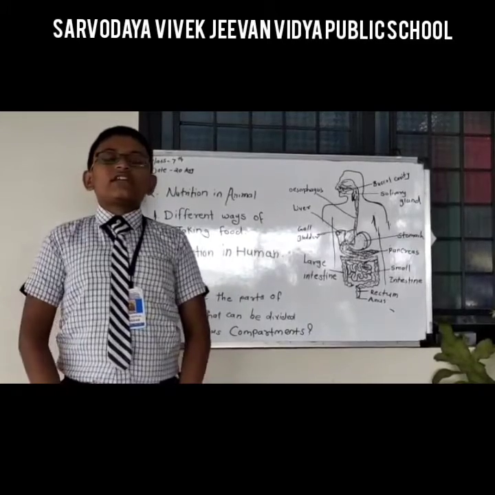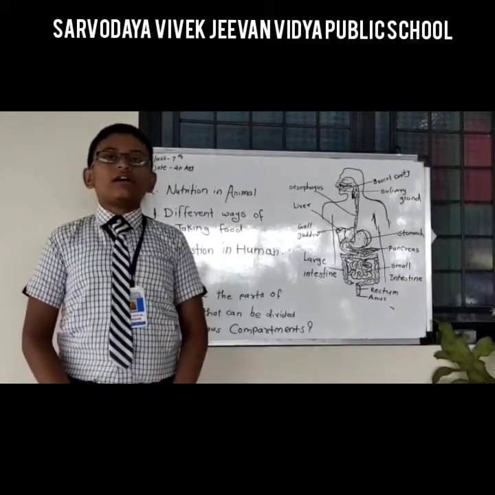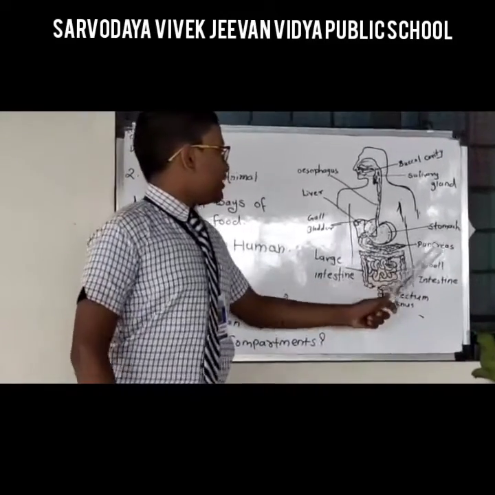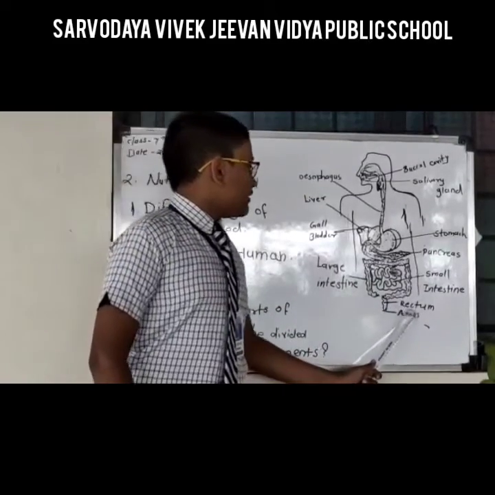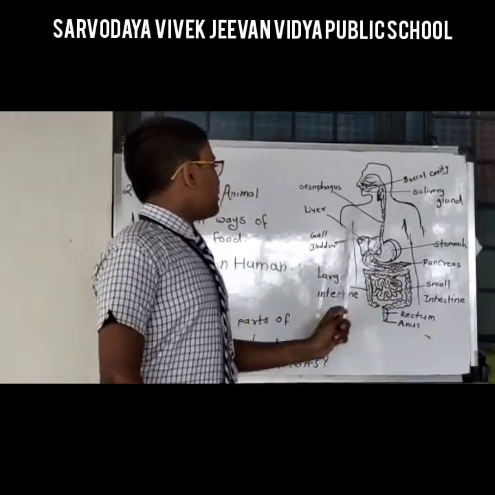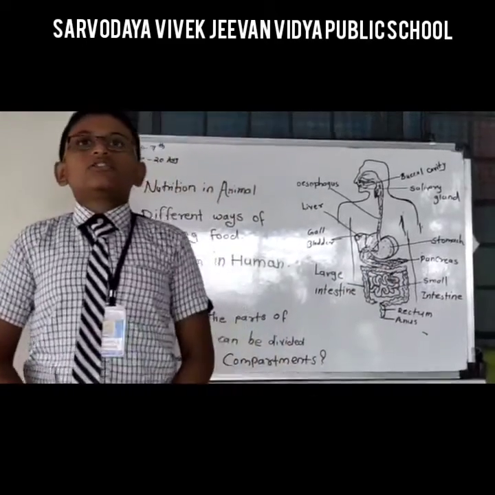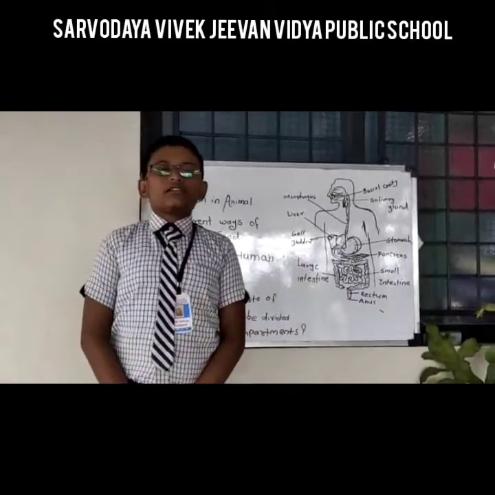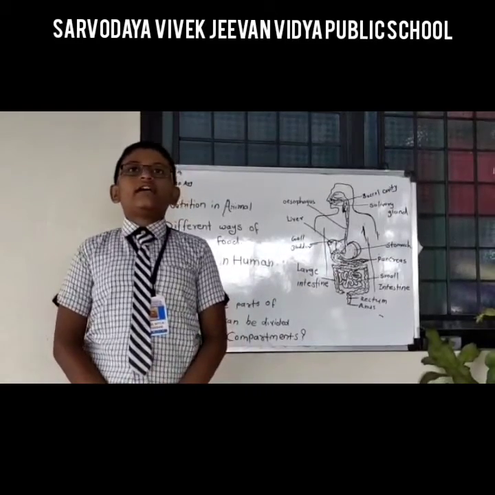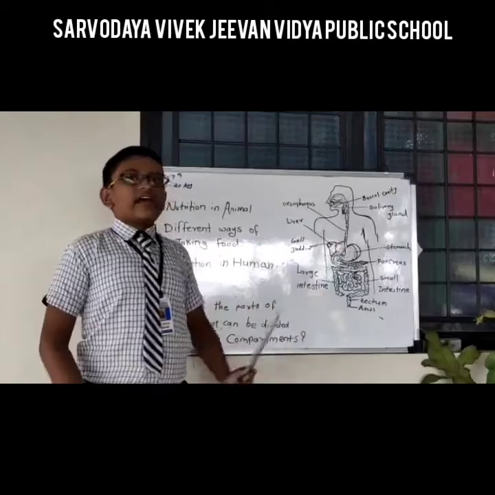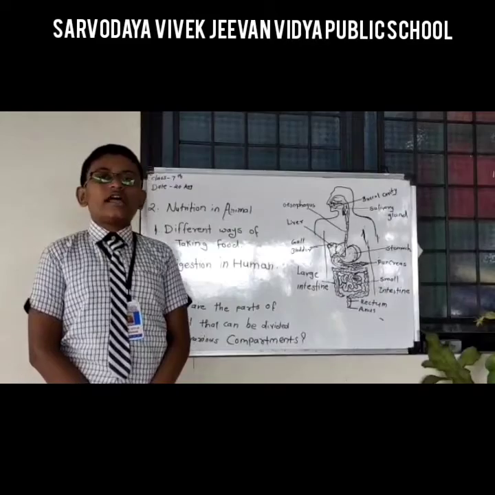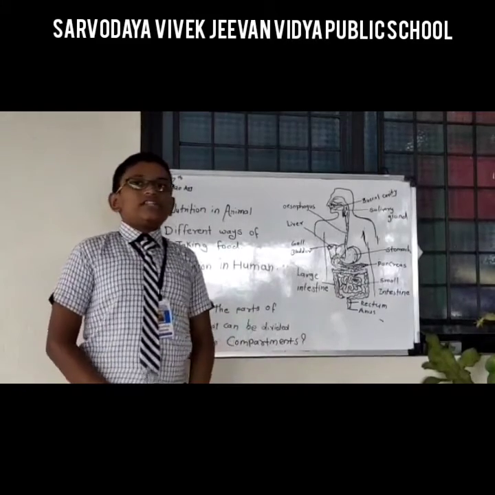The parts of the canal can be divided into various compartments like buccal cavity, esophagus, stomach, small intestine, large intestine, rectum and anus. Associated glands are salivary glands, liver, gallbladder, pancreas. Together, the parts of the canal form our alimentary canal, which is also called digestive tract. The digestive tract and associated glands together are called digestive system.